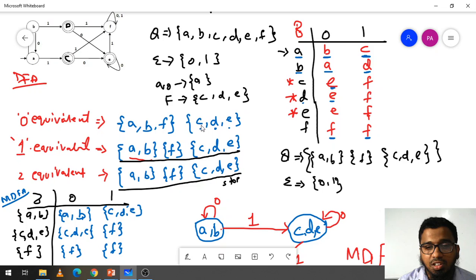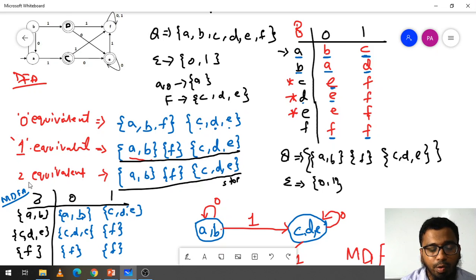Okay, next C. Let's check it out. C, D. C on 0 is E, D on 0 is E. C on 1 is F, D on 1 is F. Yes, both are equivalent, C, D. Now check with the E. D on 0 is E, E on 0 is E. D on 1 is F, E on 1 is F. So C, D, E is one set. Okay, this is one equivalent.